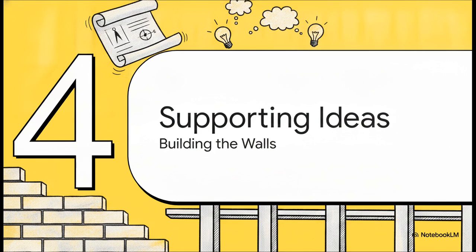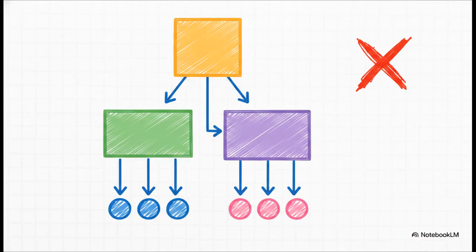Section 4. Supporting your ideas, which is essentially building the walls of your paragraph. Your supporting sentences are the meat of the dish. Their entire job is to demonstrate or prove that controlling idea we just talked about, and they do this using explanations, reasons, facts, statistics, or data. Notice the hierarchy we have here. We've got major sentences and minor sentences. Major sentences directly explain the main idea. Minor sentences, on the other hand, dig even deeper to help develop those major ones.